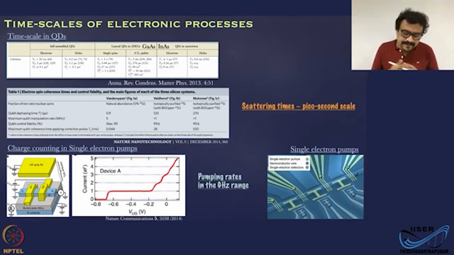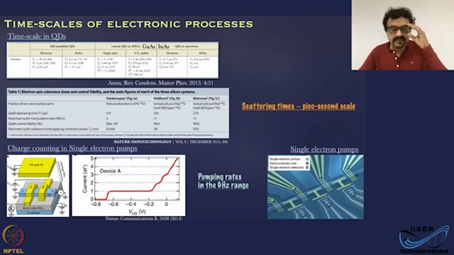Now, let us look at the time scales of some of the electronic events that are interesting to us. Here are a couple of tables taken from these references, and you can see that these lifetimes T1 and T2, one is the longitudinal lifetime, one is transverse lifetime or coherence time. T2 is the coherence time. These are all in microseconds to milliseconds, in that range.